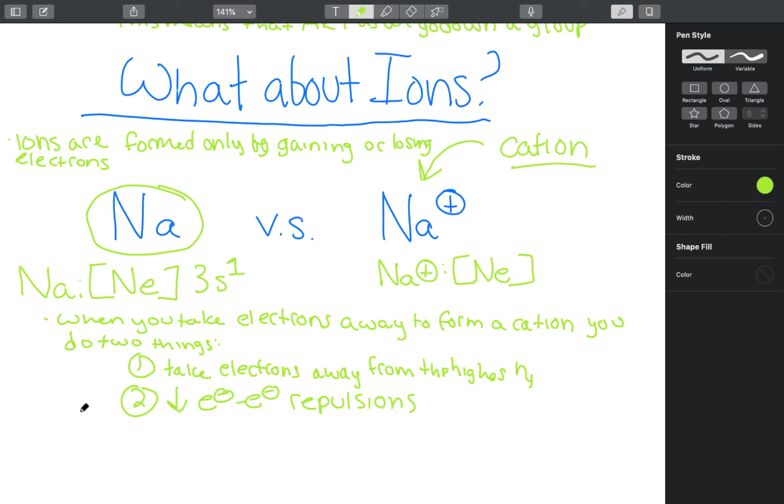Therefore, cations have a smaller atomic radius than their parent atoms. So that's the rule for cations.